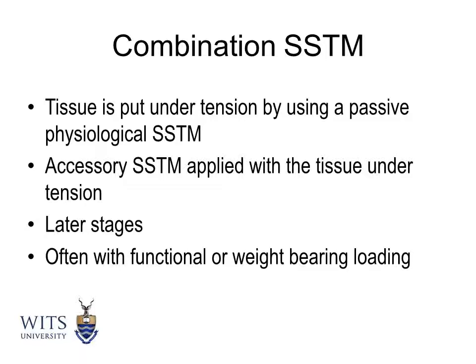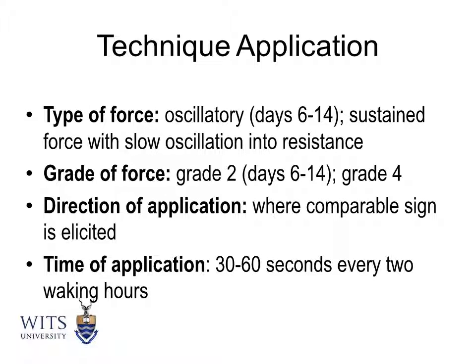Tissue is put under tension by using a passive physiological soft tissue mobilization technique. You use a combined technique. So you put the patient's arm or leg in a certain position, and then you do the SSTM while in that position. So this is when you progress a bit further. How do you apply it?